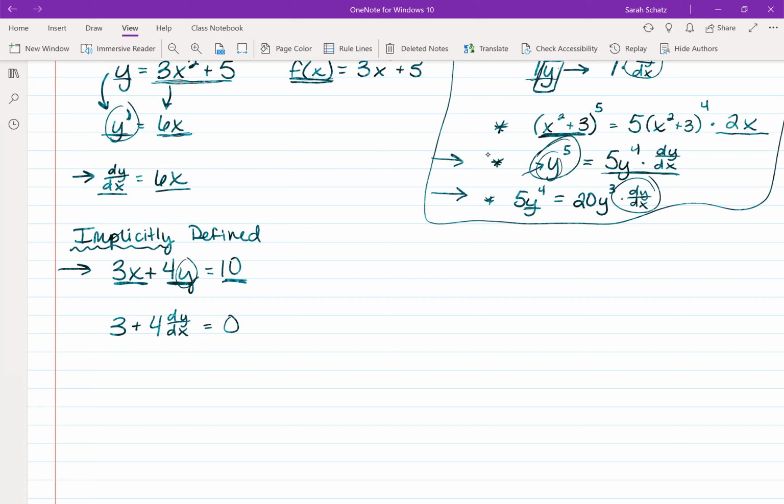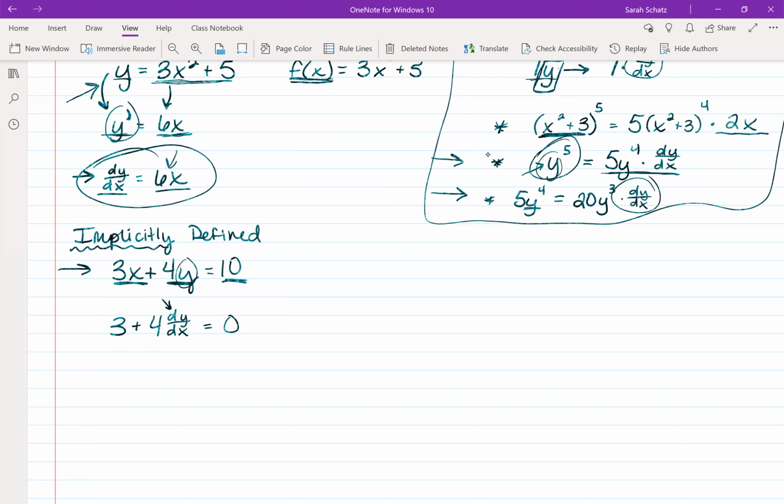So we're here, guys. And notice I have a dy dx in my problem now. But you guys, I always have a dy dx in my answer. It's just usually it's by itself. So like in this first one, when I said y equals this, I took the derivative and I got dy dx equals 6x, okay? You guys, your goal from here is to get dy dx by itself. Whether you're explicit or implicitly defined, your goal is always to solve for dy dx.